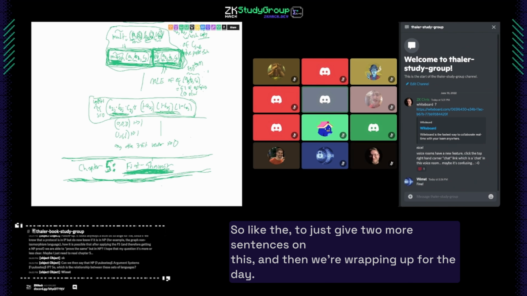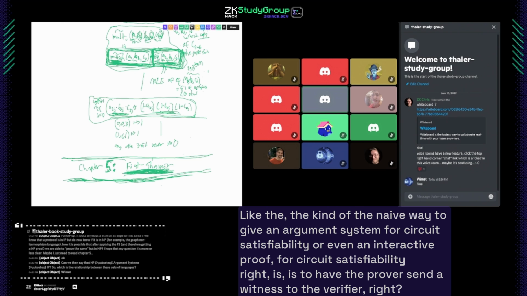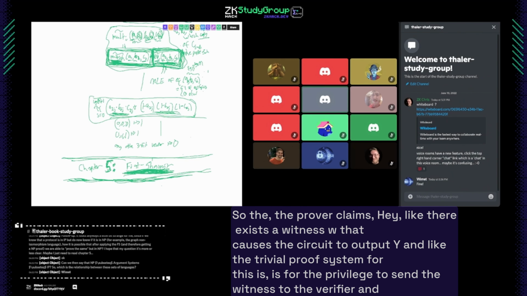To just give two more sentences on this and then we'll wrap up for the day. The naive way to give an argument system for circuit satisfiability, or even an interactive proof for circuit satisfiability, is to have the prover send the witness to the verifier. So the prover claims, hey, there exists a witness W that causes the circuit to output Y.